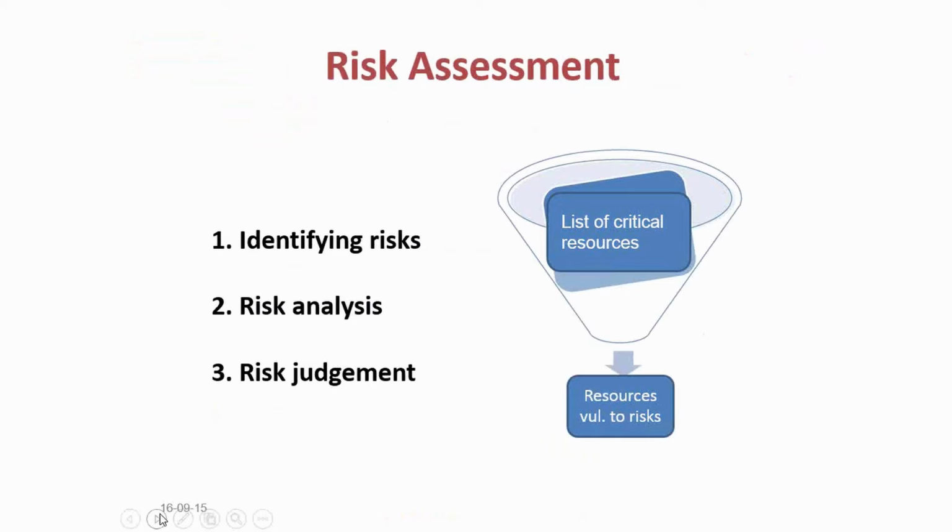Risk assessment, just to recall it again, starts with a list of critical resources, and you identify the risks for the critical resources, the risks that can disrupt your systems or your operations. And then you do the risk analysis: what will the damage be? Will it be low, medium, or high? What is the probability? Low, medium, high. That is the simplest risk analysis. And then when you have done that, you do the risk judgment. Are there risks that are not acceptable, that you can't control? With those, you continue the analysis. So you will have the resources vulnerable to risk at the end.